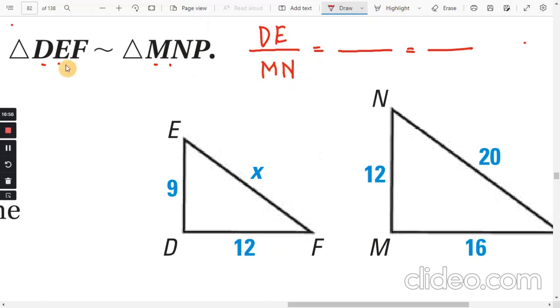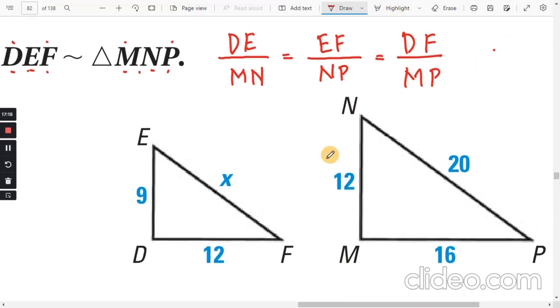Second and third, EF matches NP. And then first and last, DF, MP. Okay. Now you don't have to use all three. You could use any two. But you do have to use the one with X because we're solving for X.